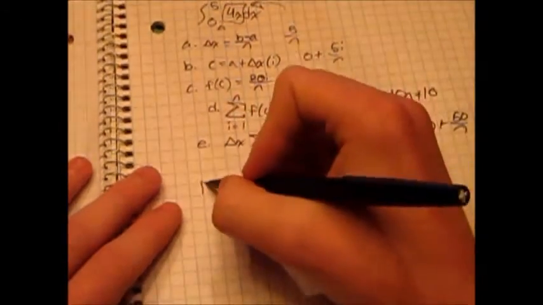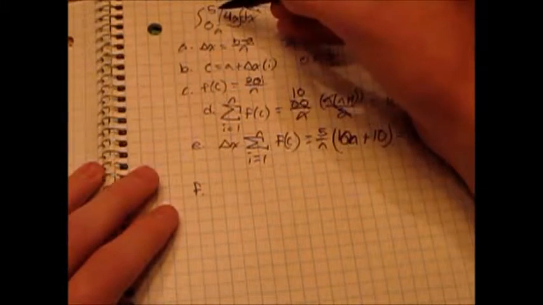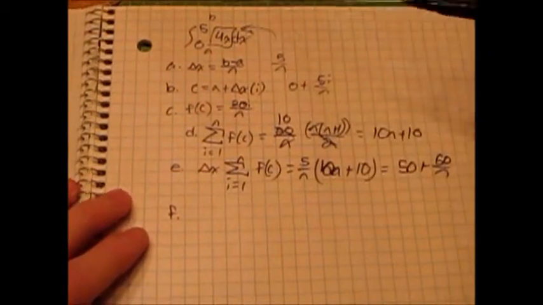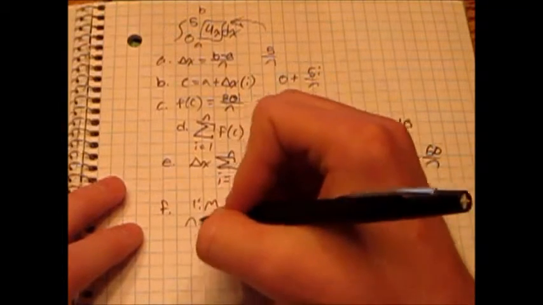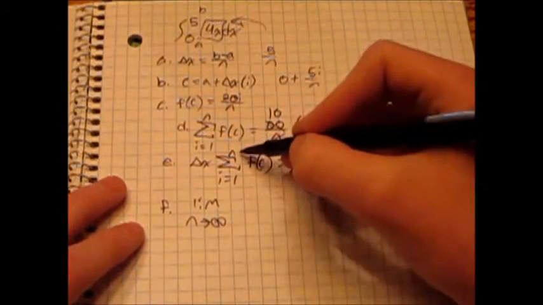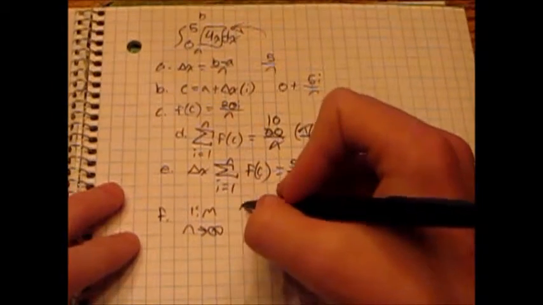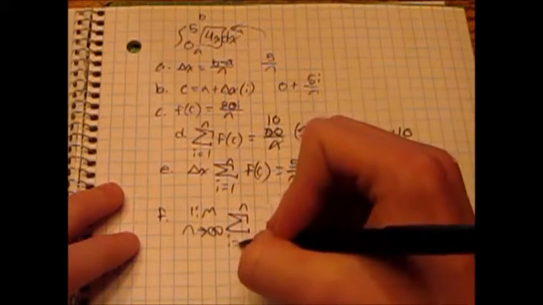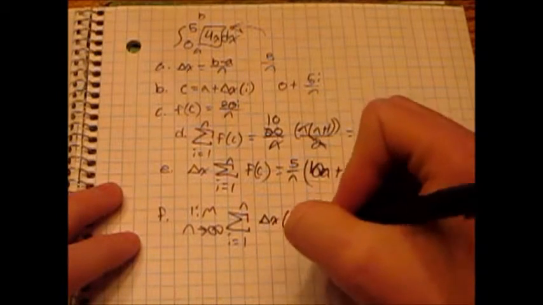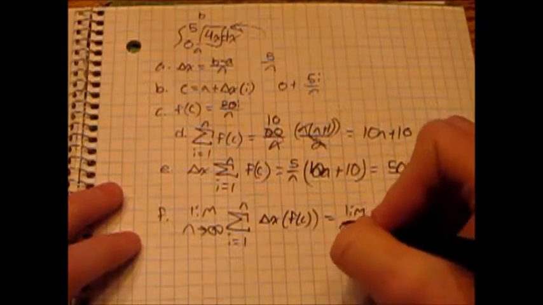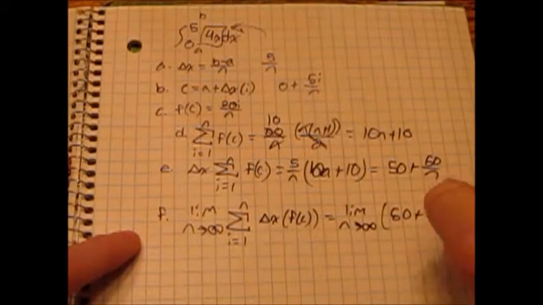The final step is to go and find the limit, which will give us the total area in the segment from 0 to 5. So what we have to do is take the limit as n approaches infinity, because we'll have an infinite number of rectangles underneath the curve, of the whole equation, the sum of delta x times f of c, which equals the limit as n approaches infinity of 50 plus 50 over n.